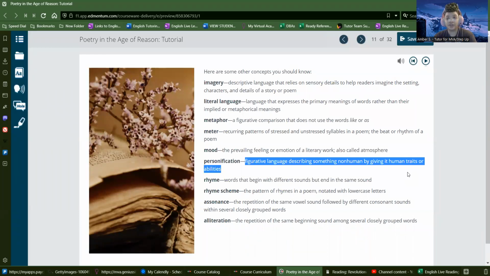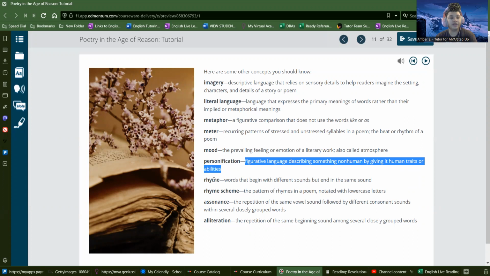Trees cannot actually dance. They don't have feet. They're not alive in the same way that we are. So when you say they're dancing in the wind, you mean that the wind is causing their branches to shake, right? So you're giving them a human description, even though they're not human. And that's pretty much what personification is.